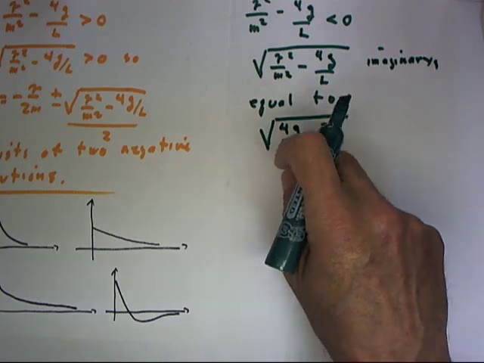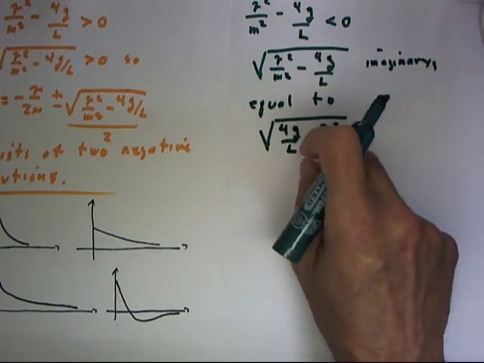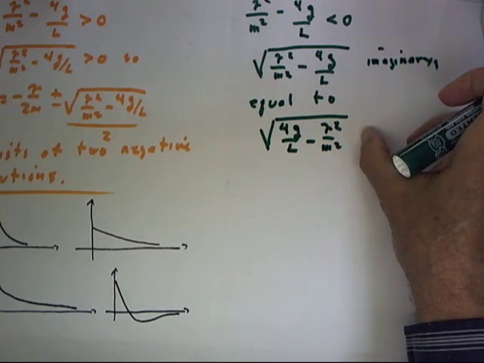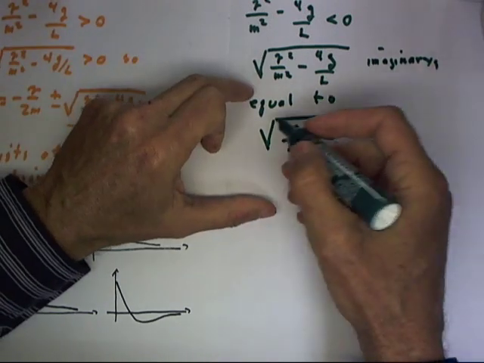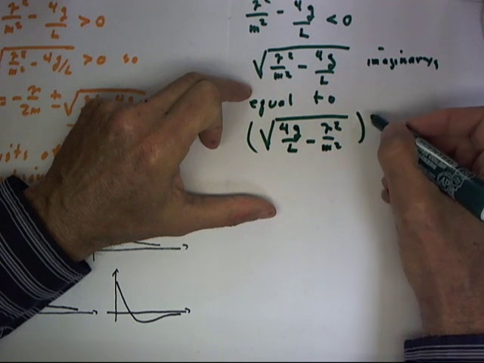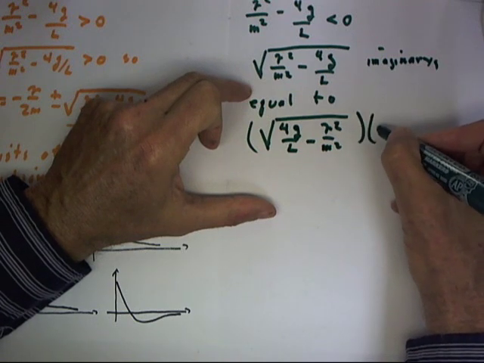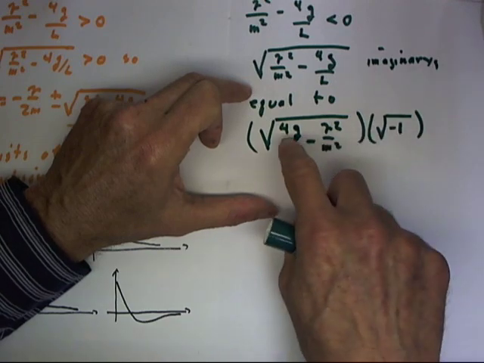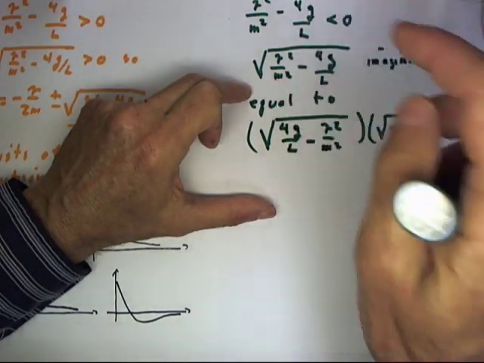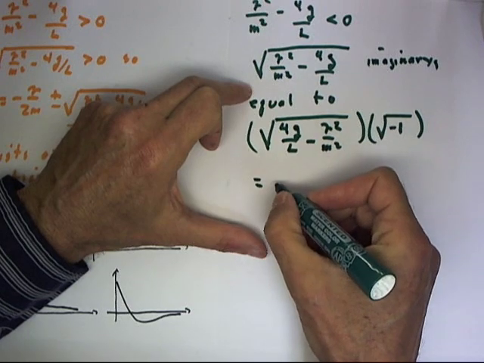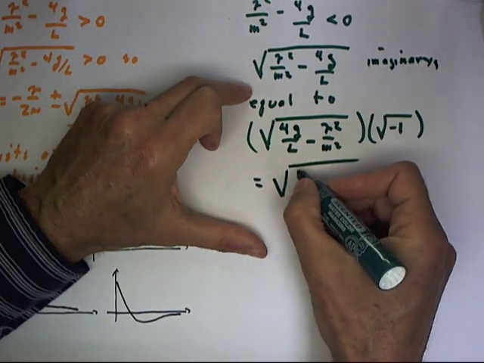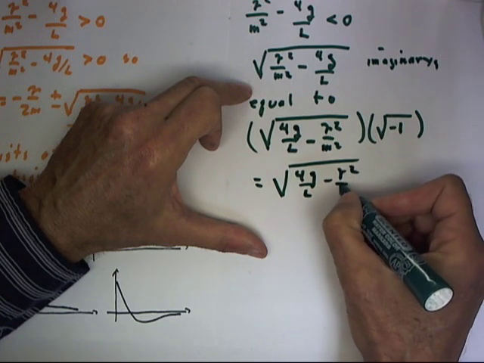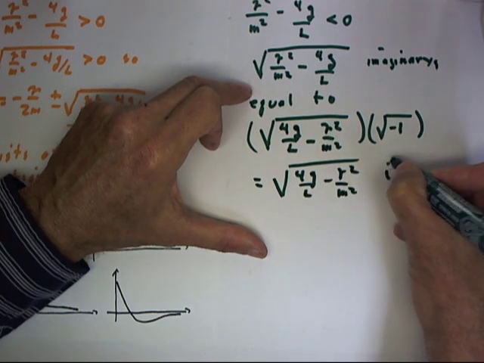And this is just the same as this, but we've reversed the sign so that this square root is now a positive number, a real number, times the square root of negative 1. Obviously, if we multiply negative 1 times this, we get this, which equals square root of 4g over L minus gamma squared over m squared times I.